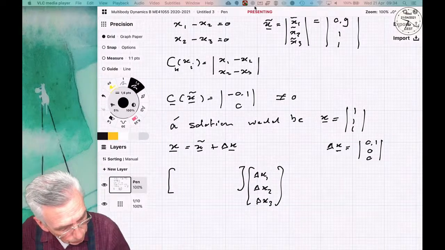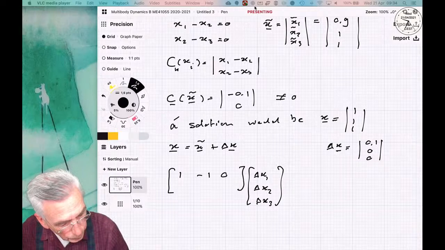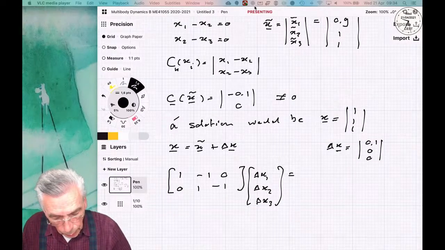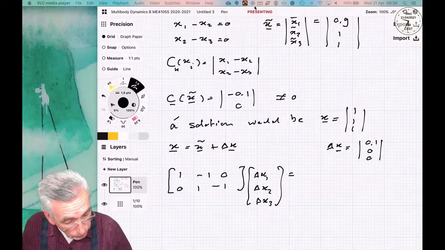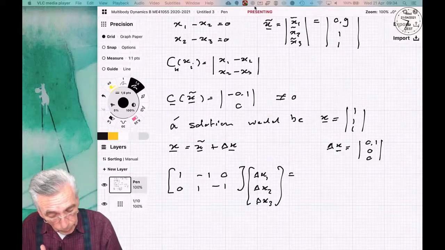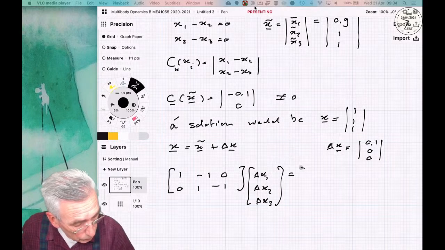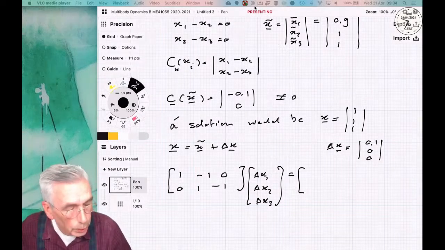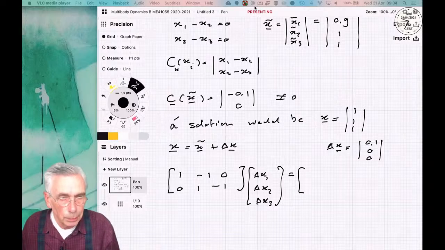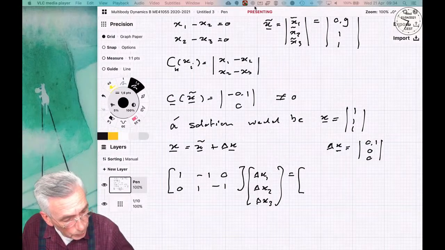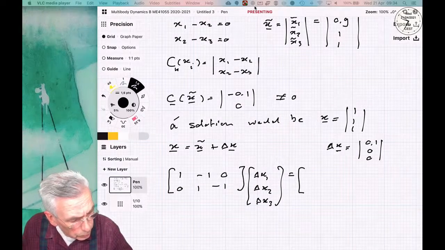of these equations, so that's 1 minus 1, 0, 0, 1 minus 1 equals, and in this case, we have to put the error there, right? So what was the error? Oh no, we're solving, of course, the increment problem. So on the right hand side we have to write what is the error in the constraint, and the first error in the constraint is what?